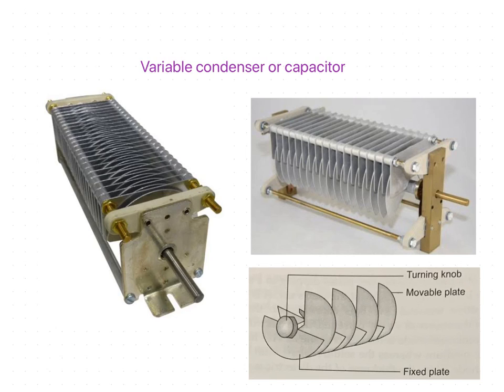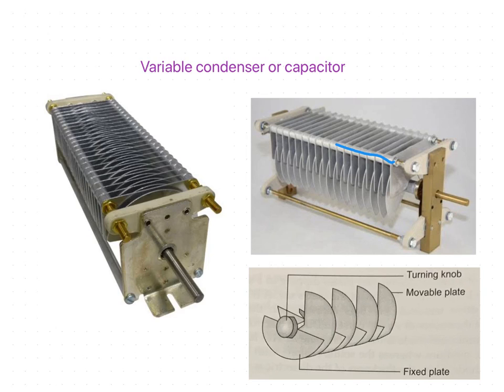These capacitors are used in radio sets for tuning and also in the shortwave diathermy machine for transfer of energy from the machine circuit to the patient circuit. So it is a condenser whose capacity can be varied at will. It consists of two sets of parallel plates. You can see two sets of parallel plates.